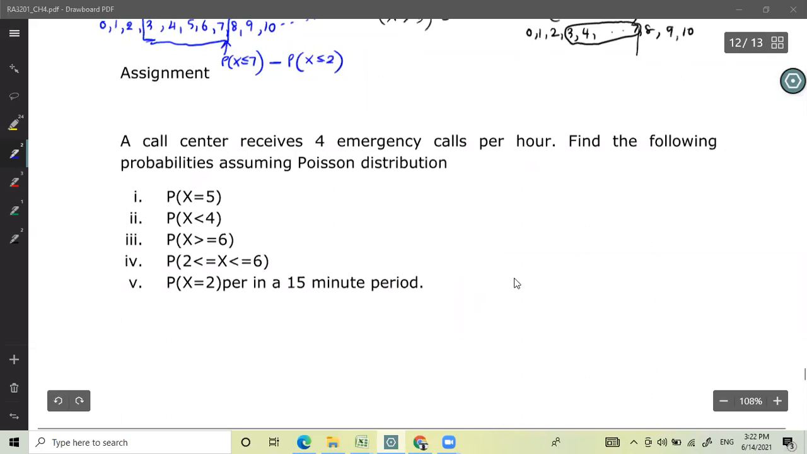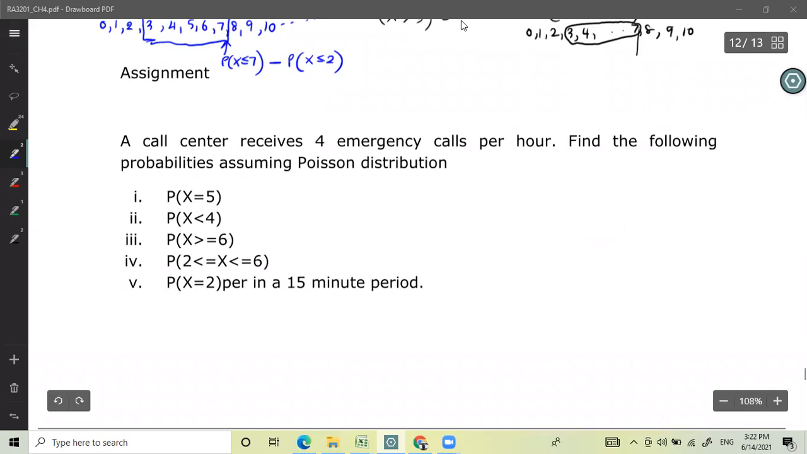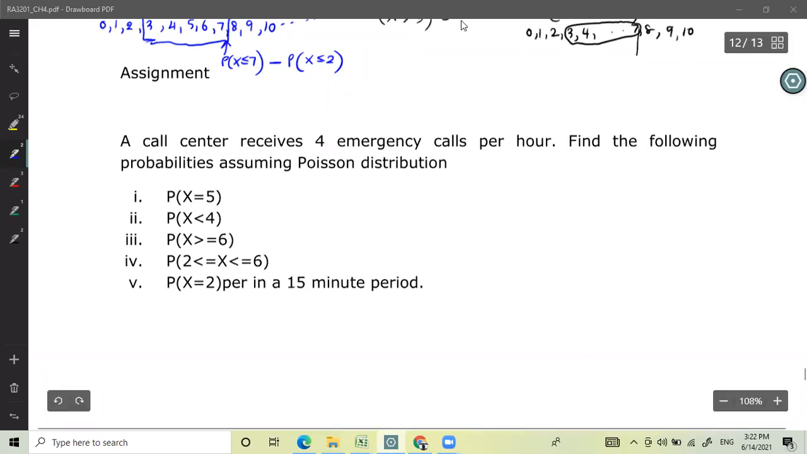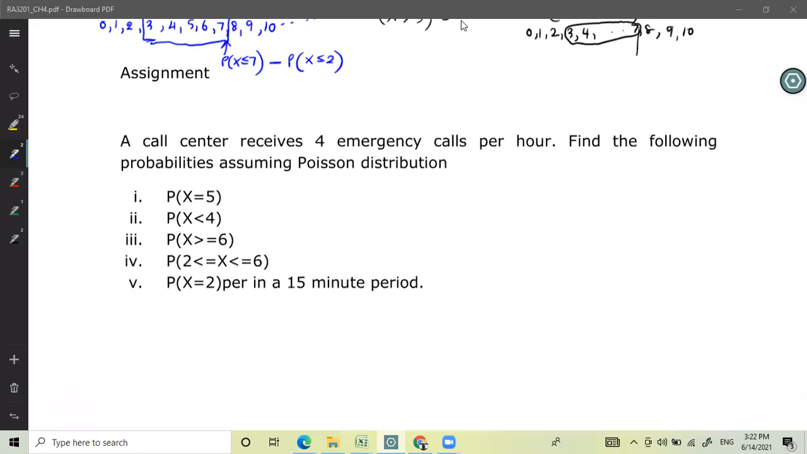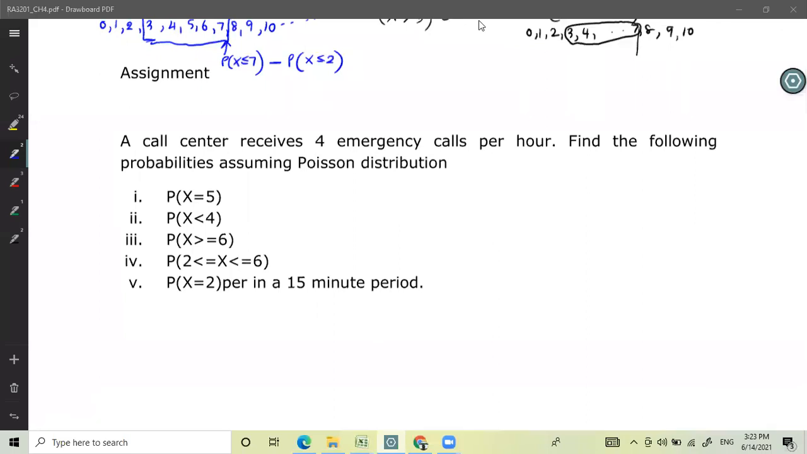Okay, then next time we are going to look at the continuous type of distribution, and that is something very important where we are going to learn about the normal distribution, Z scores and so on, which will be used in our later chapters like regression analysis, ANOVA, hypothesis testing, and all those later topics. So next lesson is very, very important. And if you don't have any questions, I'm going to finish the lesson for today.